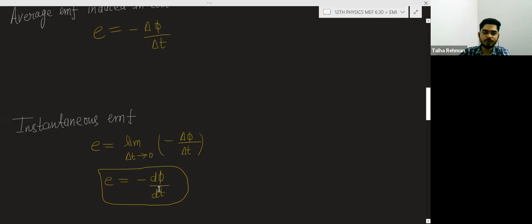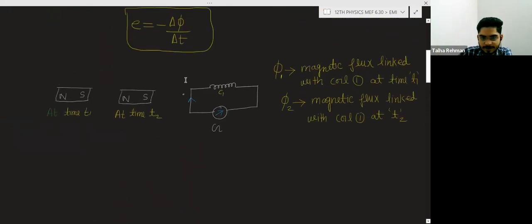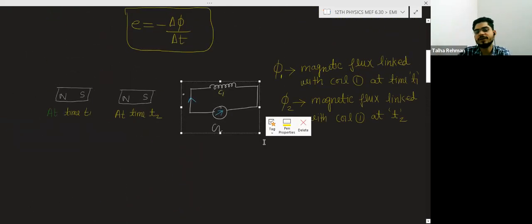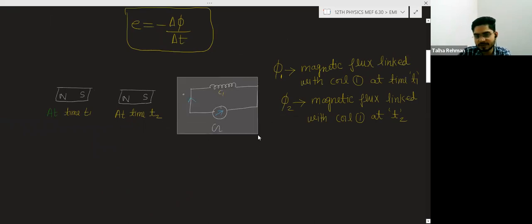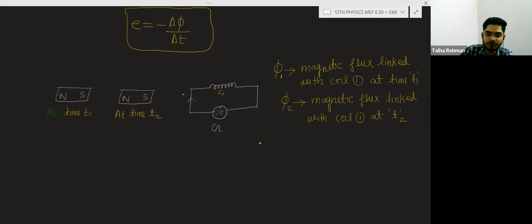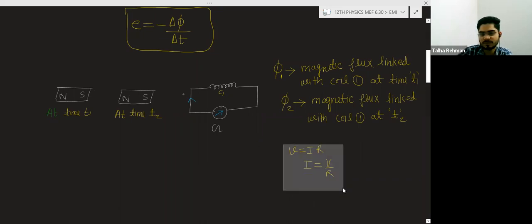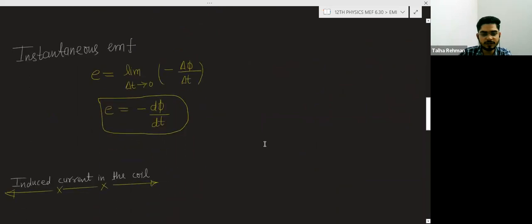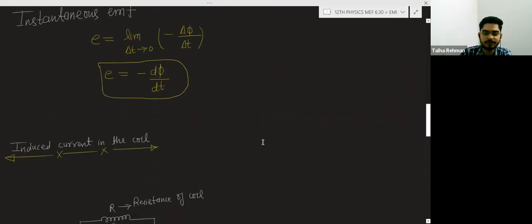Now if I want to calculate the current, what will be the current in this coil? Their EMF is induced now due to the change in the magnetic flux. Now for this coil, if I want to calculate the current, we know that V is equal to IR. So I will write V by R. What is V? V is the potential difference, or you can say voltage, or you can say EMF, divided by the resistance. So current in the coil.